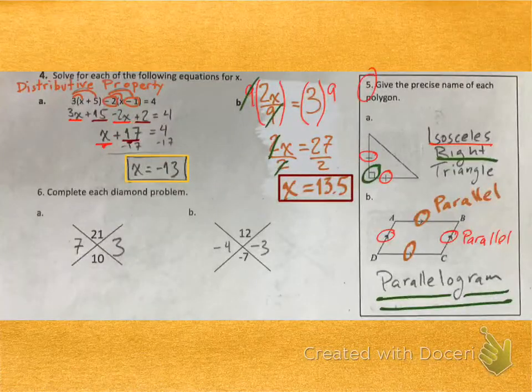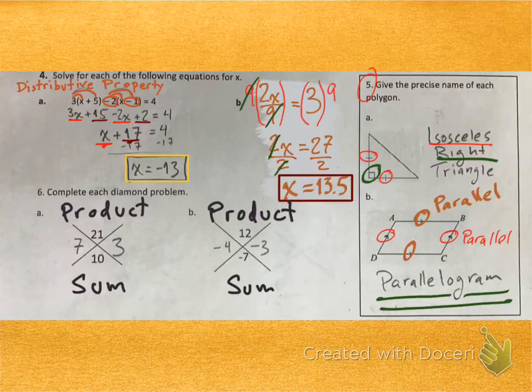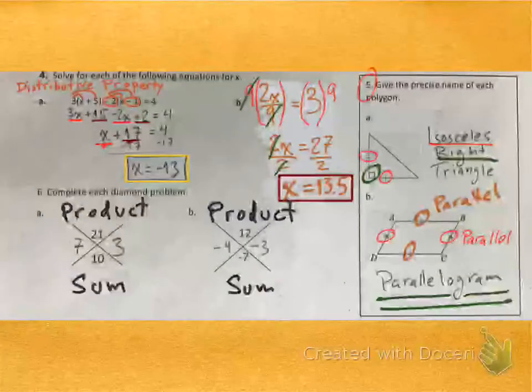Last group in here are these diamond problems. Product and sum. Product goes on top, sum goes on the bottom. And you've been doing these for a while. Probably don't need to say too much about these. They're a cool little problem.